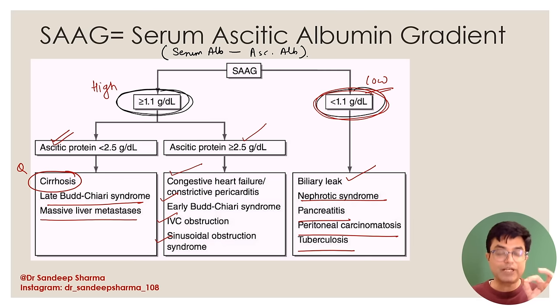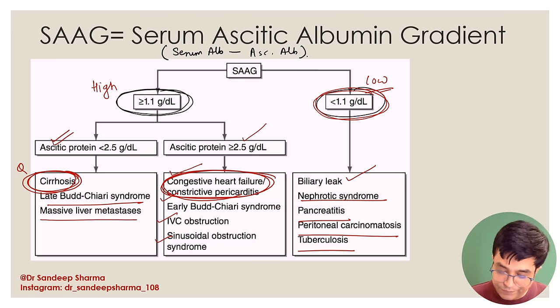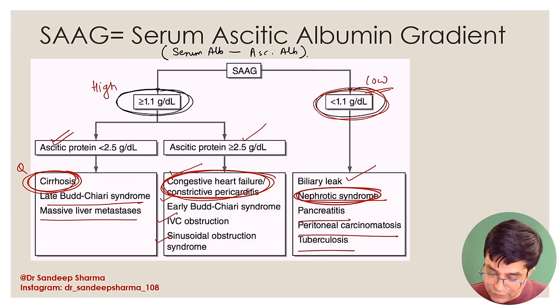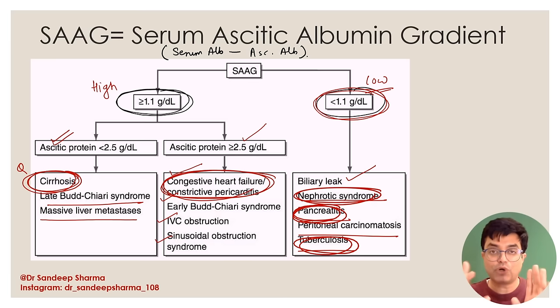Kya point hai jo bilkul bhulne nahi chahiye? Cirrhosis, CCF, nephrotic syndrome, tuberculosis aur pancreatitis. Baki sab bhul jao, ye 5 point bilkul nahi bhulne hai because inke upar question aaya hai FMG, NEET PG, INI-CET ke andar. Baki bhi yaad karne hai, right? But if you are running short on time, last day padhna hai, last thing before you enter into exam hall, ye 5 to zarur yaad karke jana hai, inko galat nahi karna, don't mark them wrong in the exam.